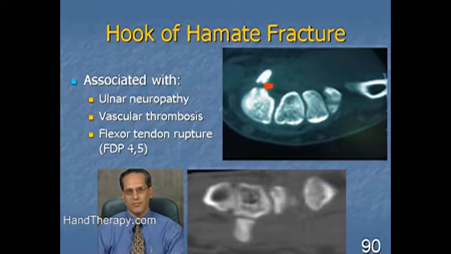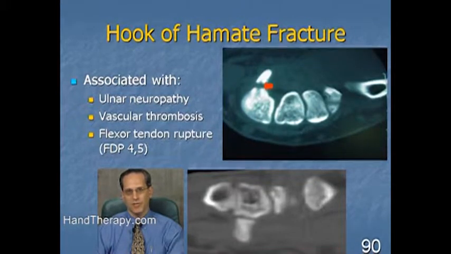The flexor digitorum profundus tendons to the ring and small finger come right across this particular area at the base. The ulnar nerve also comes around the hook of the hamate. Many times the patients may present with a non-union of the hook of the hamate, with lack of flexion of the distal interphalangeal joints of the ring and the small finger, which represents a closed injury to the deep flexor tendons to the ring and small fingers.